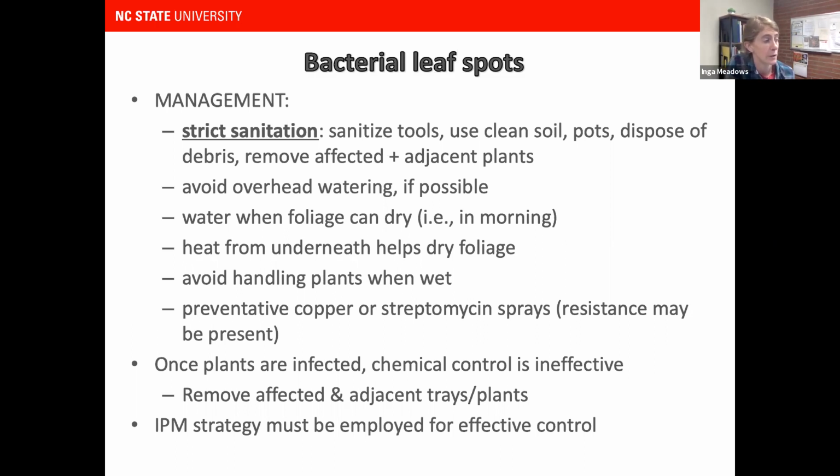And I always put using preventative sprays as the last step because it should be the last step. All the other cultural practices I mentioned should come first. So copper and strep, I have a list on the next page, but copper and streptomycin are the most common, but resistance can occur in these pathogens to copper and or streptomycin.